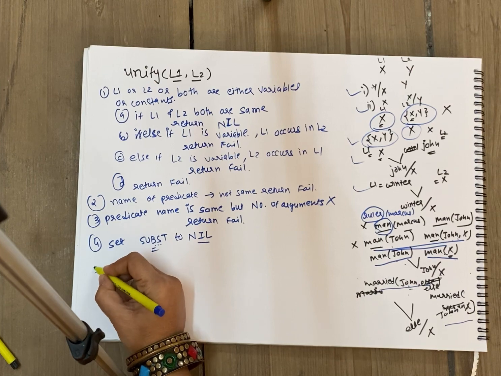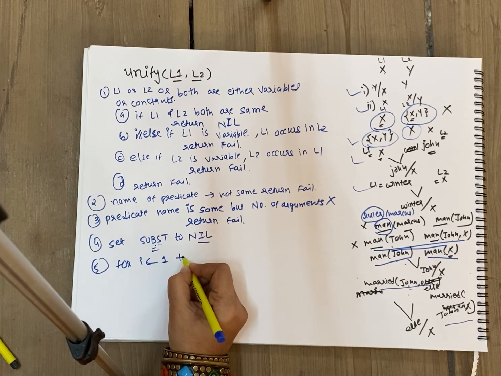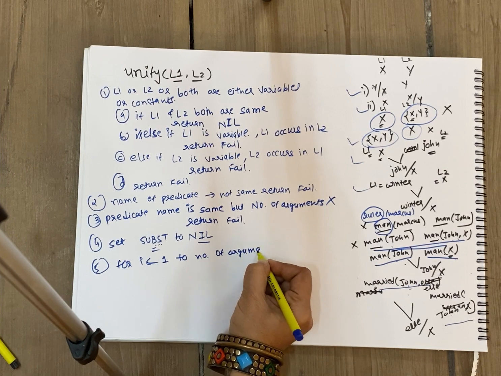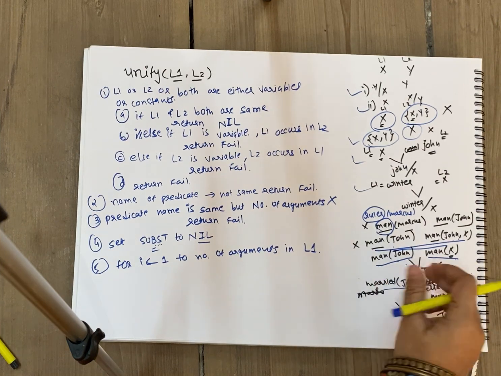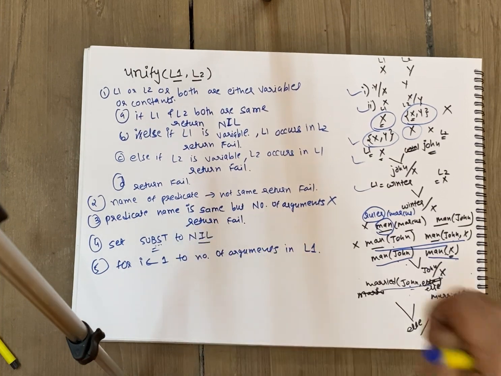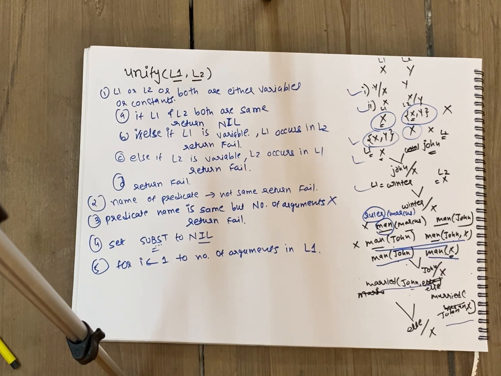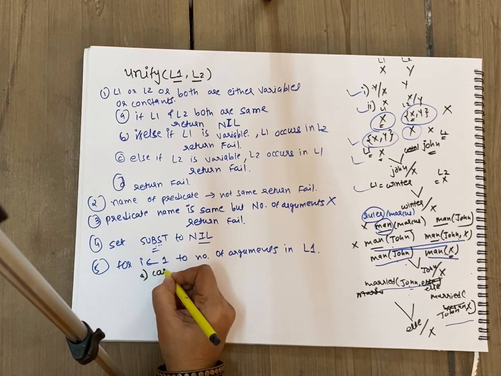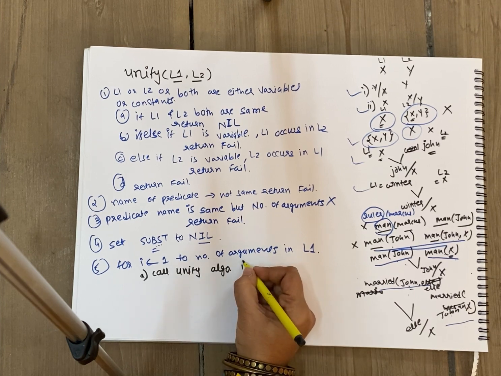Okay, what are we going to do next? For i starting from 1 to the number of arguments in L1. So starting with the first predicate, as many arguments as there are, because the number of arguments is going to be the same, we have already checked that condition previously. As many arguments as you have, that many times this loop should run. What are you going to do in this loop? Once again we are going to call the unify algorithm for the ith argument.